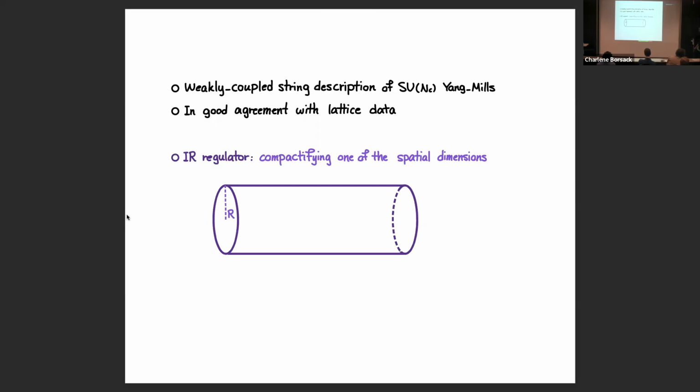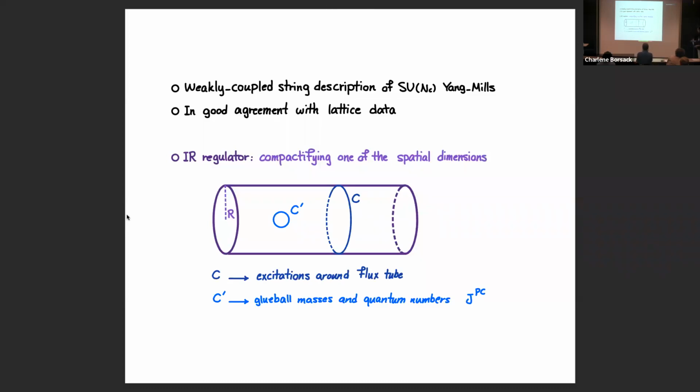In lattice simulations, an IR regulator is defined by compactifying one of the spatial dimensions. Then there will be two sectors: one associated to paths like C, which wind around the compactified dimension, defining excitations around a flux tube, and the other one, the contractible paths like C prime, defining glueball masses and quantum numbers: J spin, P parity, and C charge conjugation. These two sectors are decoupled in the large N limit, so I can safely say that I am going to focus on the second sector.